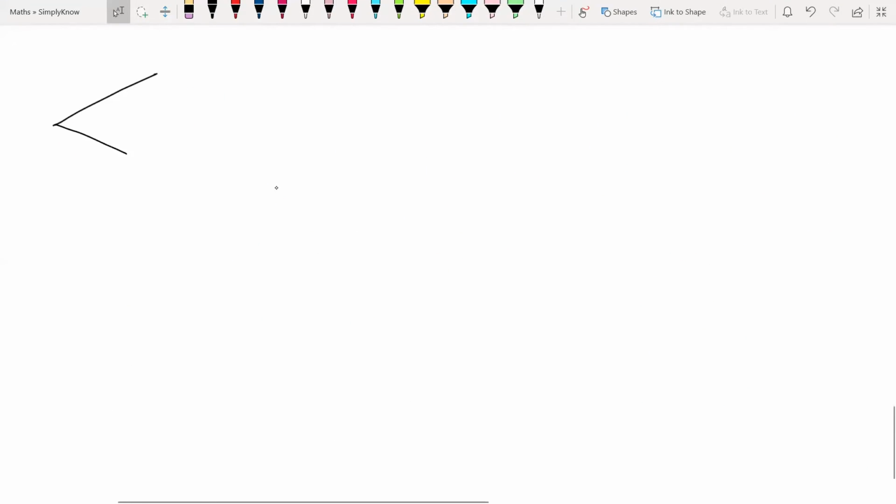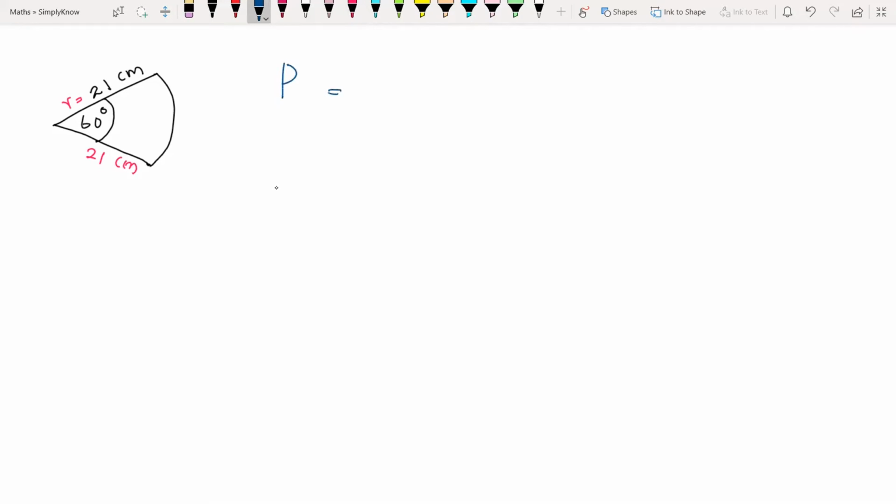Now let's take another sector. Let's say the theta value is given as 60 degrees. The angle at the center here is 60 degrees. And here we are given 21 centimeters. We know that this is our radius. And this side also it's 21 centimeters. Now what is our perimeter?